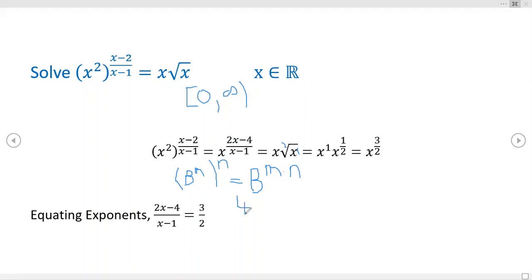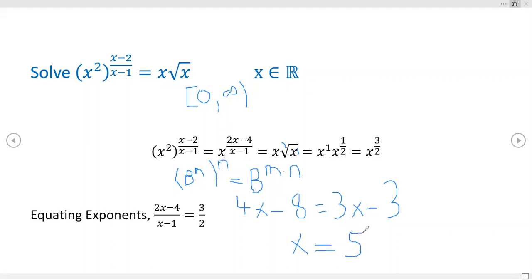So if you cross multiply here, you get 4x minus 8 is equal to 3x minus 3. Again, what did I do here? 2 times 2x minus 4 is 4x minus 8, and 3 times x minus 1 is 3x minus 3. Now you quickly see if you subtract 3x from both sides and add 8 to both sides, you get x equals 5. Only solution.